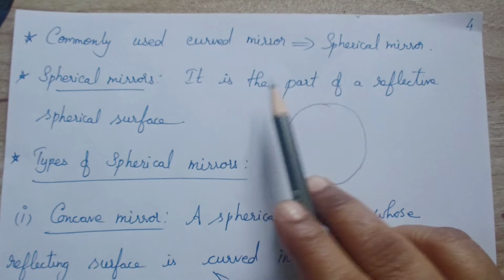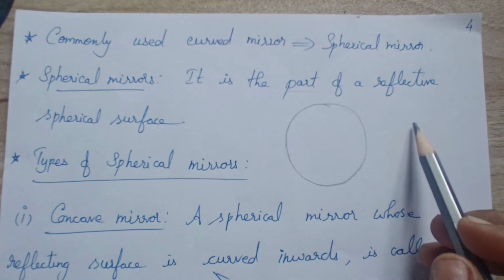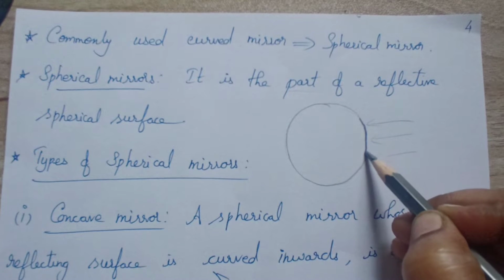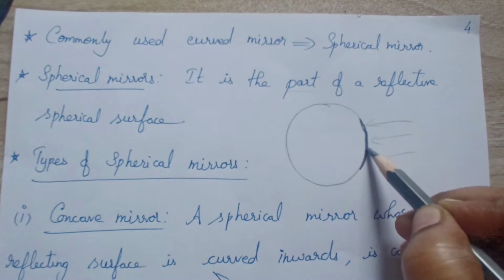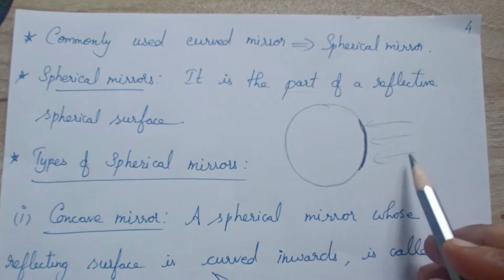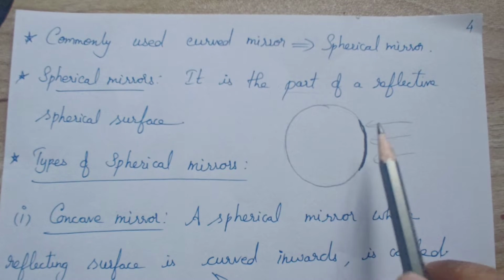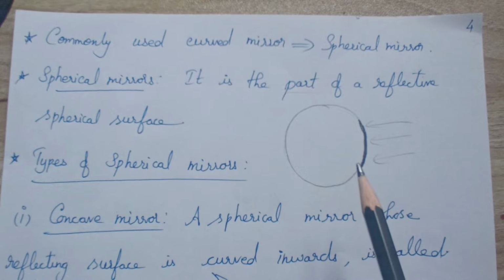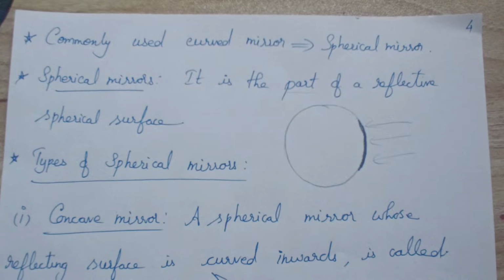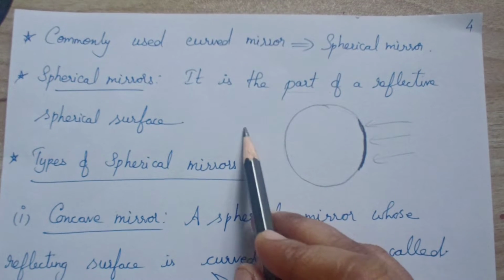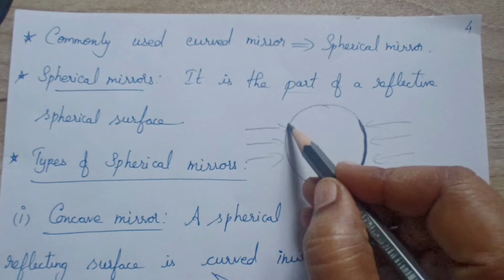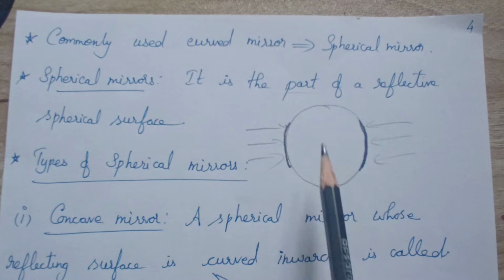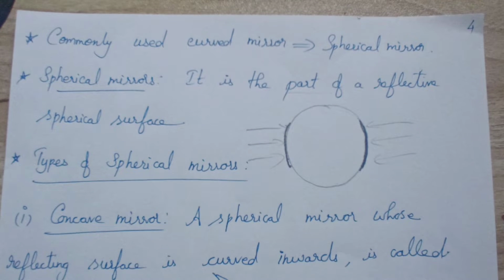What is the definition of a spherical mirror? It is a part of the reflective surface of the sphere. If light falls here, only this part will reflect the light back. So a spherical mirror is nothing but a part of the reflective surface of the sphere. For example, if light falls here, only this is your reflective part.